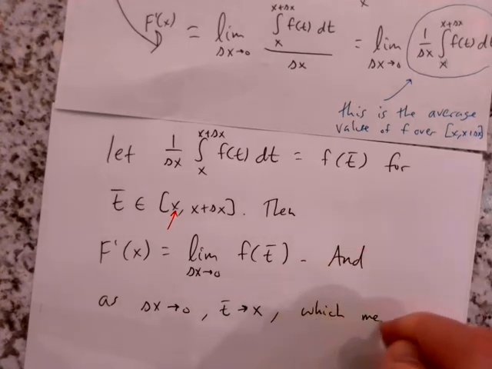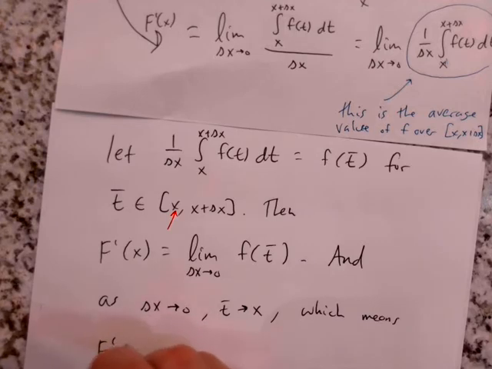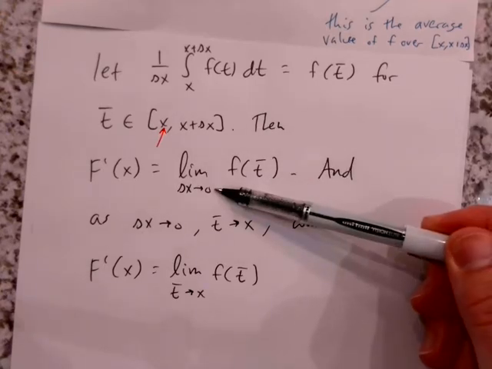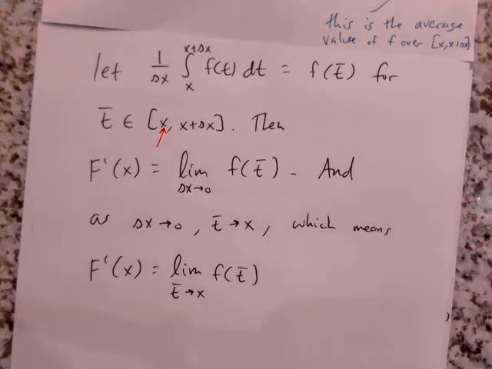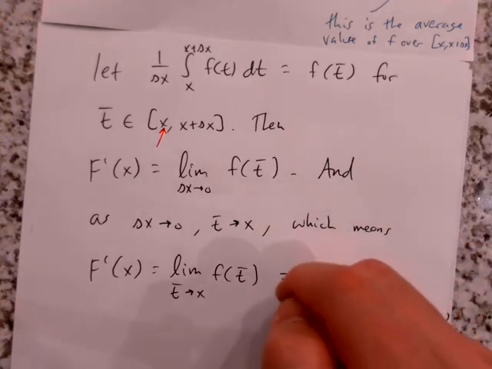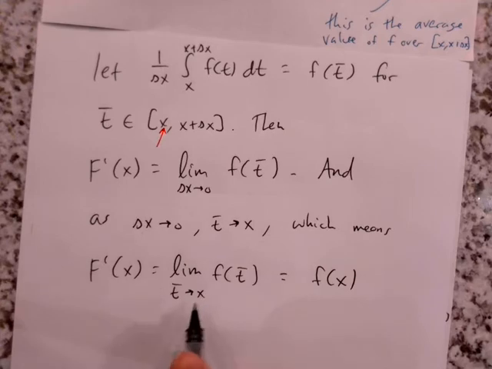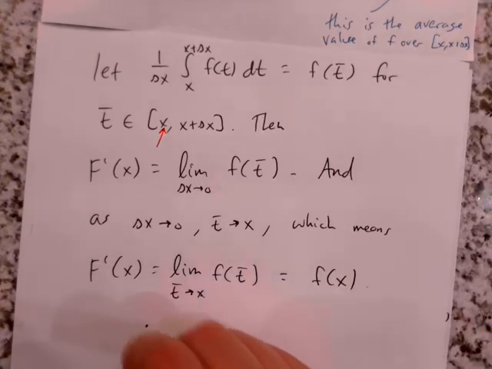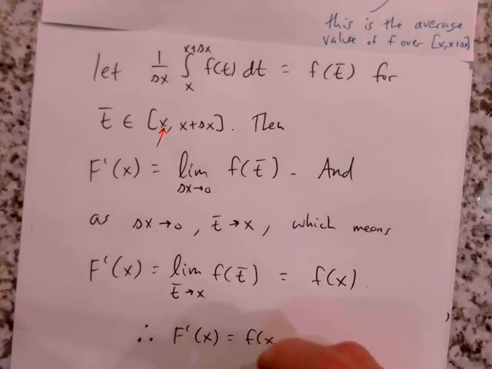So that means that big F prime can be expressed as the limit as t bar approaches x of f of t bar, because delta x approaching 0 implies that t bar is approaching x. And now we have it, because f is a continuous function, which means it's well behaved, which means we can just plug this value into the variable. Therefore, big F prime equals f of x.